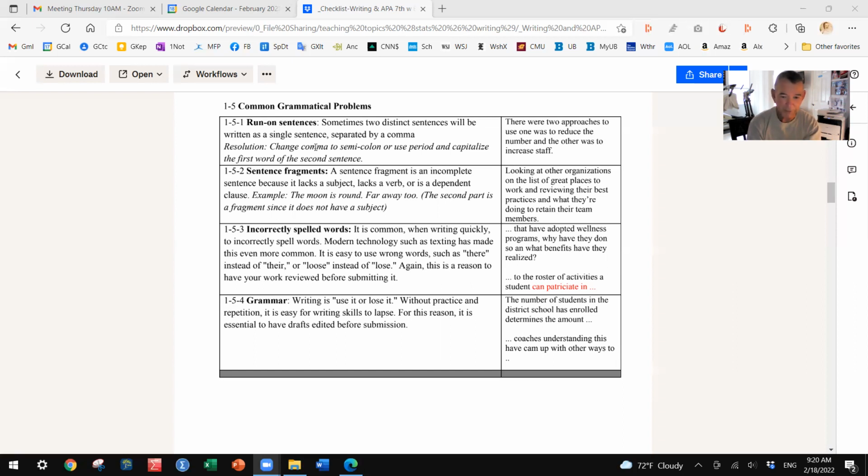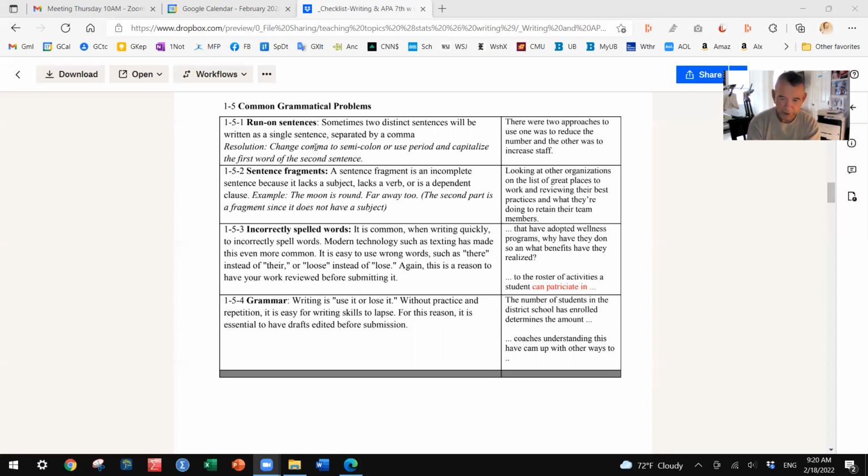I took that out of a paper. You can see all the spelling issues there, right? And then another one is, to the roster of activities a student can participate in. It's just common. I just see this all the time. Grammar, using grammar properly. I always say writing is use it or lose it. And so if you don't practice, you don't have repetition, it's easy for your writing skills to lapse. And so you really have to have things edited before you submit them.